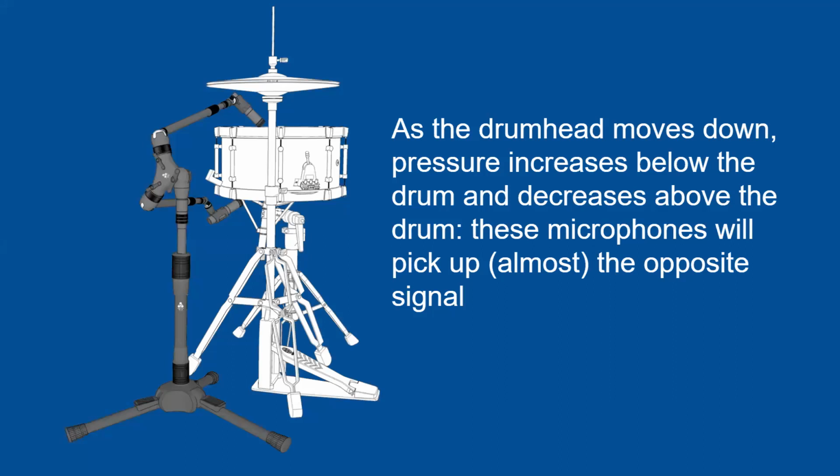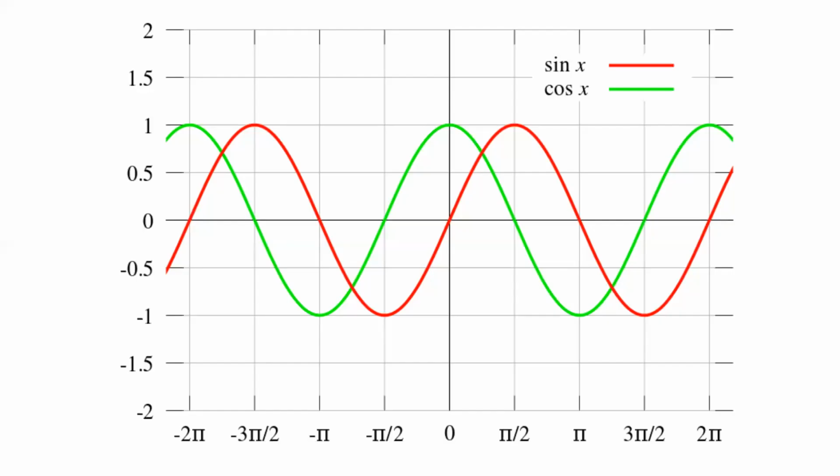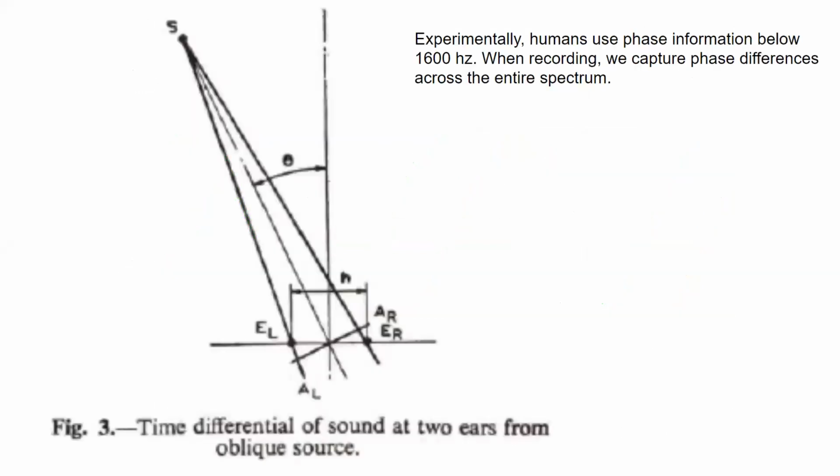This can show up one obvious way with the snare drum mic'd up like this. When you hit it, the drum head moves down. There's going to be a pressure increase below the drum and a pressure decrease above the drum. So these two microphones are going to have almost exactly the opposite signal, just like these two signals.